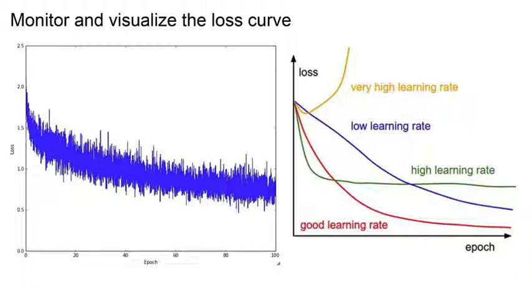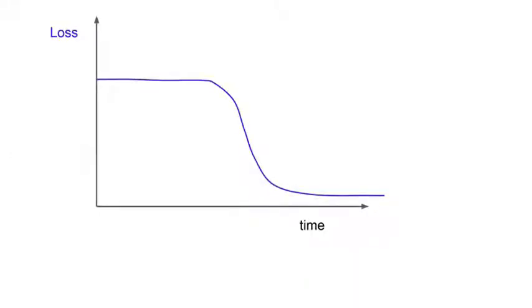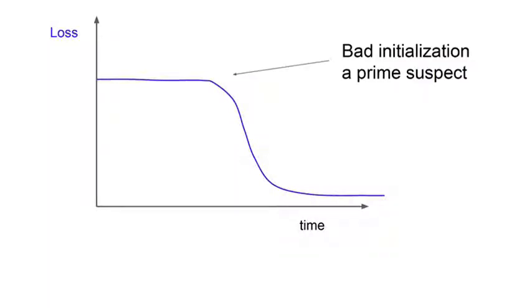So another kind of good indication that something is wrong is if your loss function looks like this over time. This is an indication that your model is not well initialized, because the loss didn't decrease to begin with, and then something happened, it came out of a local minimum.